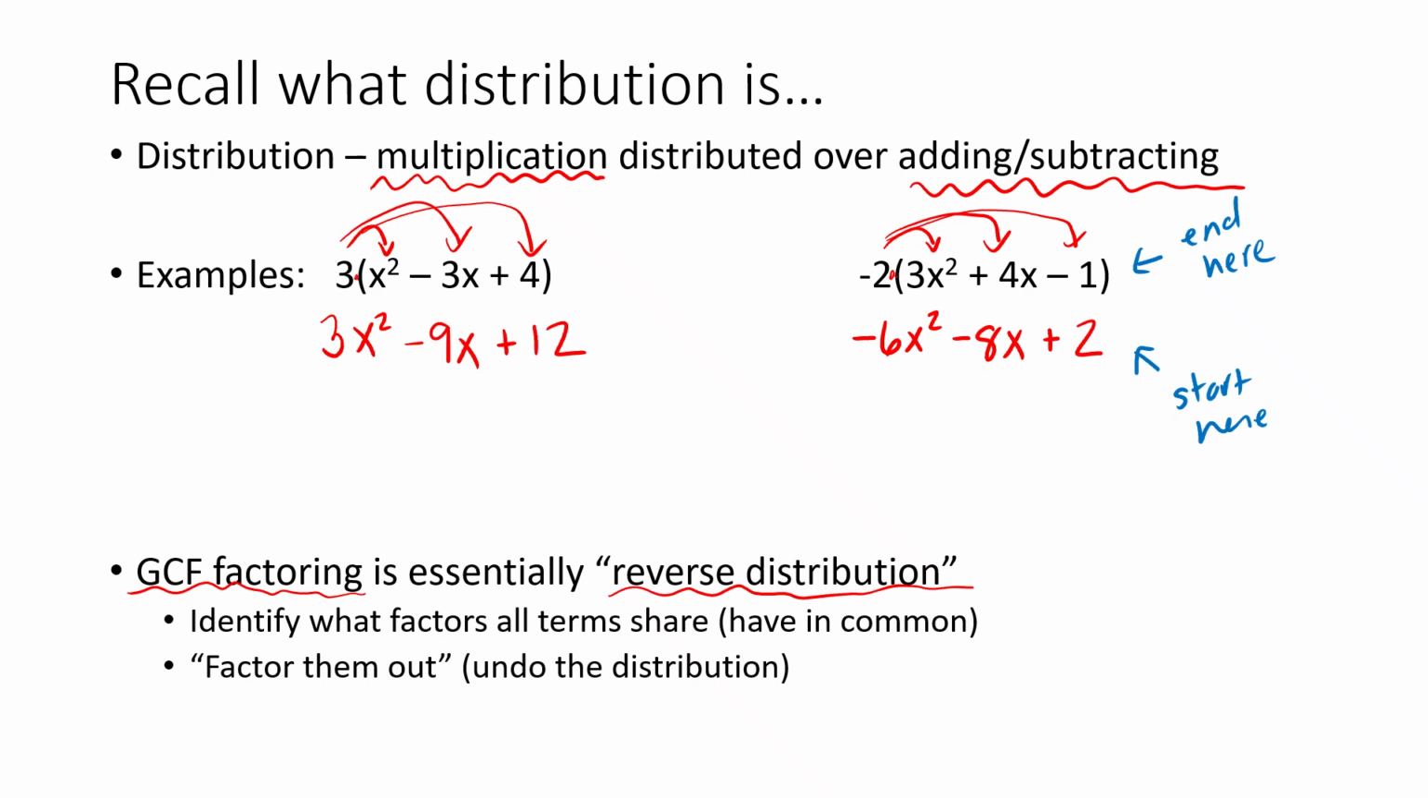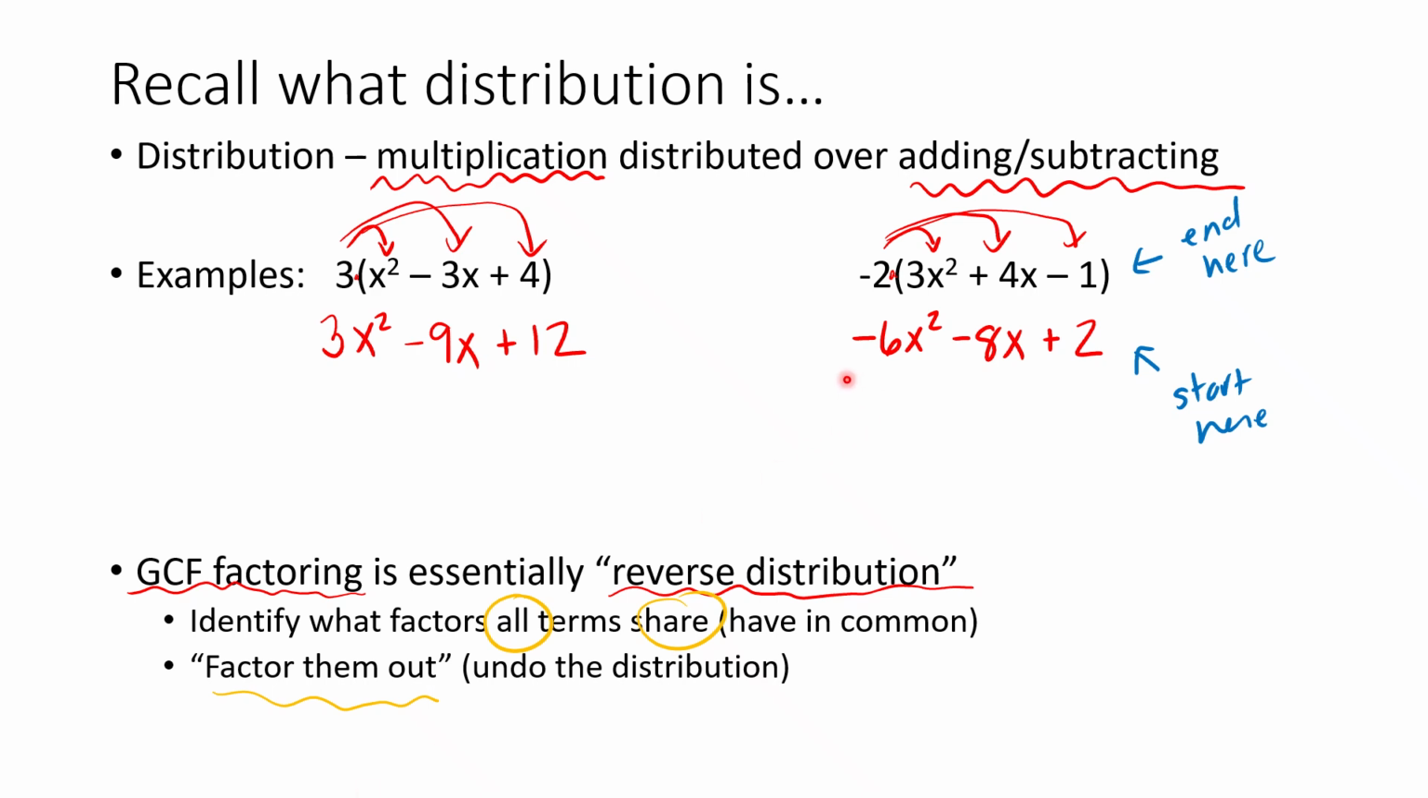Okay, so we're going to be starting in that bottom line. And what we do is we identify what factors all the terms share or have in common. That's the common part, and the all part is the greatest. So there's your greatest and there's your common. And then we factor them out, and that means to undo the distribution. And that's the vocabulary that we use.